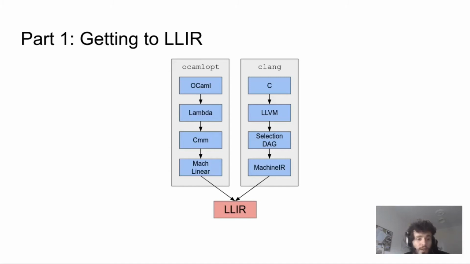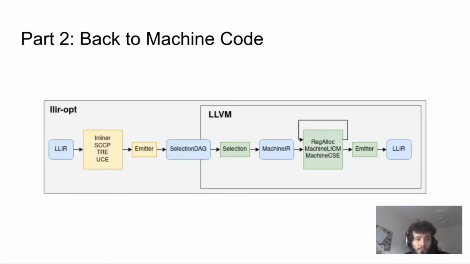On the OCaml side, we generate LLIR from Linear, as the mapping is almost one-to-one. We are essentially cross-compiling to a new target in both compilers. Getting to LLIR is only the start of the journey. We also need to generate machine code from LLIR, and this step is non-trivial.